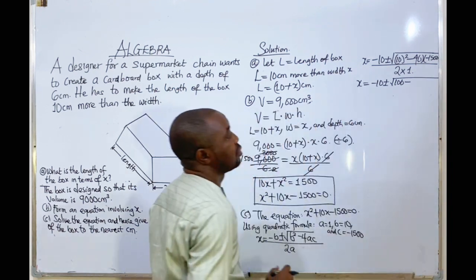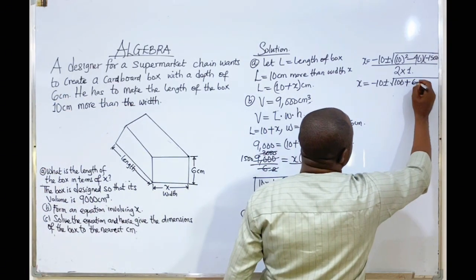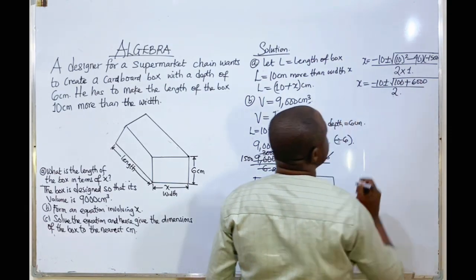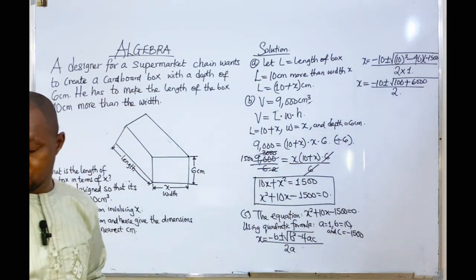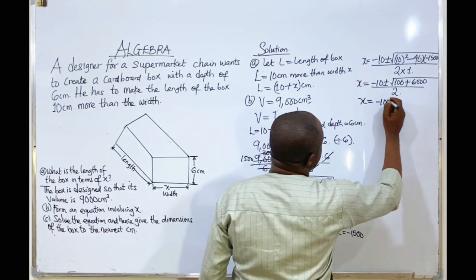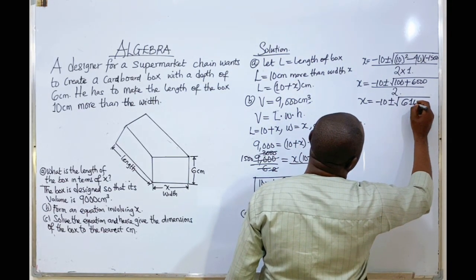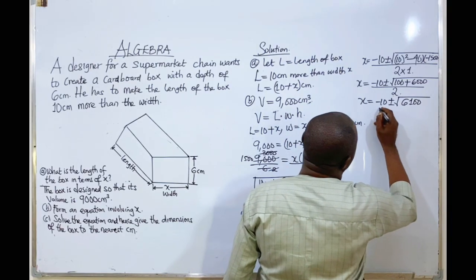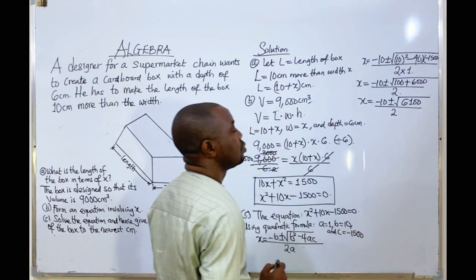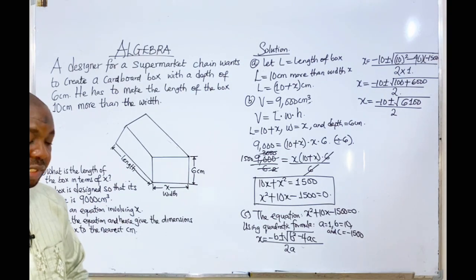And this will be x equals minus 10 plus or minus the square root of 100 minus, of course, we know that 15 times 4 is 60, so that will be 6,000. This will be plus 6,000, over 2. So first thing first, minus 10 plus or minus the square root of 6,100, all over 2.